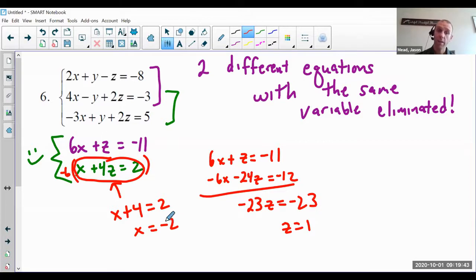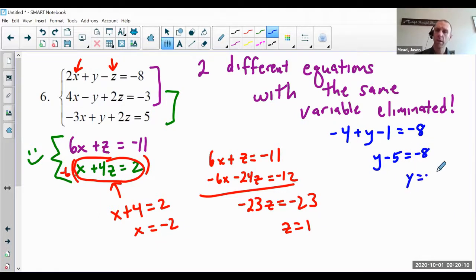Now I can take what I know about x and z and plug them into one of these equations, and then I can find y. So 2 times negative 2 gives me negative 4, plus y, that's the last thing I have to find, minus z, which is 1, equals negative 8. Negative 4 minus 1 is negative 5. Add 5 to both sides, I get negative 3. So my answer, x, y, z, is (-2, -3, 1).